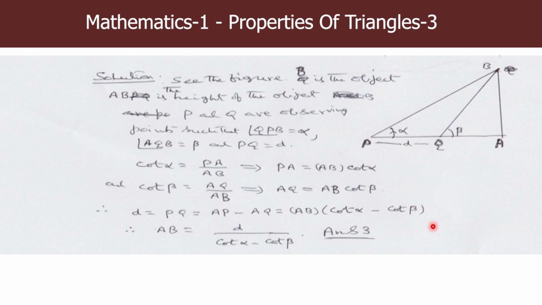And now d is equal to PQ, which you are given. The distance between the two points is d meters. d is equal to PQ, which is AP minus AQ, which is nothing but, if you substitute the values of AP and AQ, equal to AB into (cot alpha minus cot beta). So AB is equal to d by (cot alpha minus cot beta). So the correct option is option number 3, d by cot alpha minus cot beta.